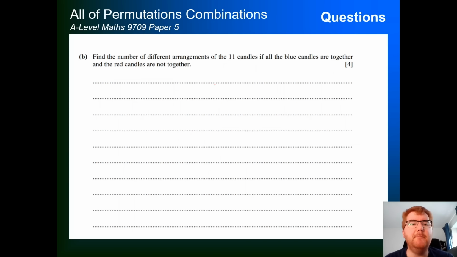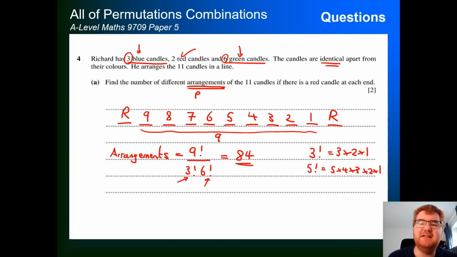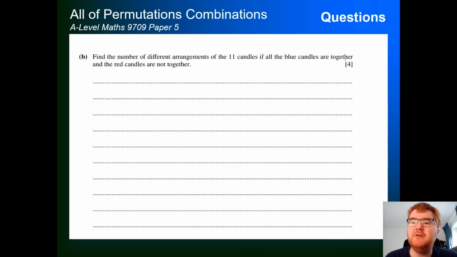Now on to part B. Again, generally part A is a sort of easy 1-2 mark question, and then part B or even part C will then be more like a 4-mark style question. And we need to find the number of different arrangements of the 11 candles if all the blue candles are together. So I'm going to underline that. And this is important, the red candles are not together.